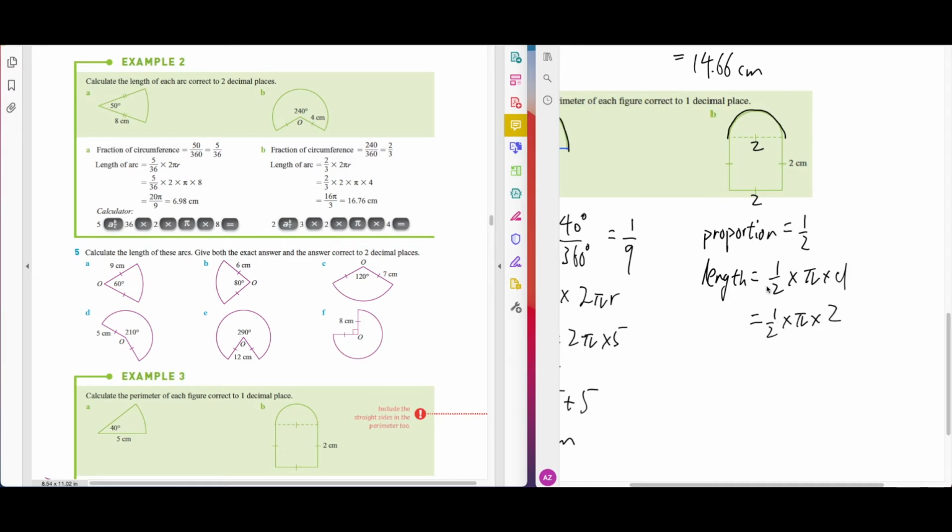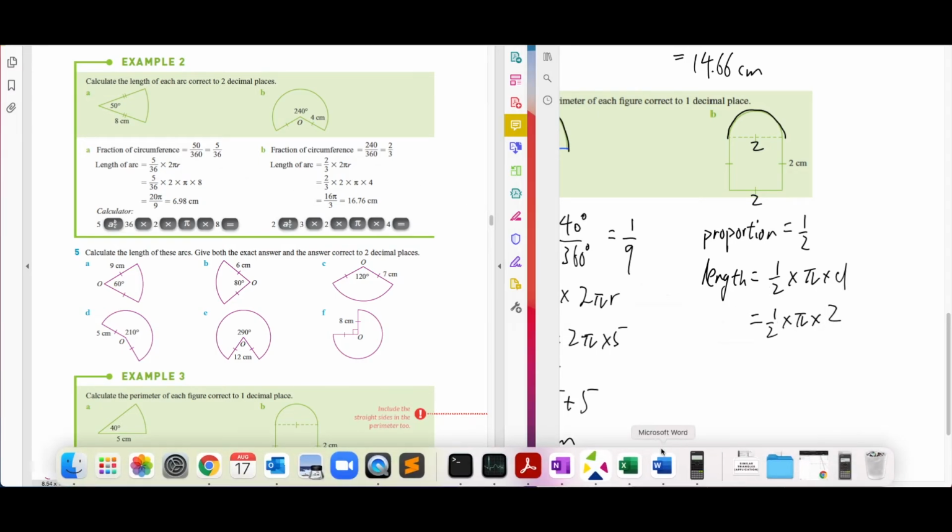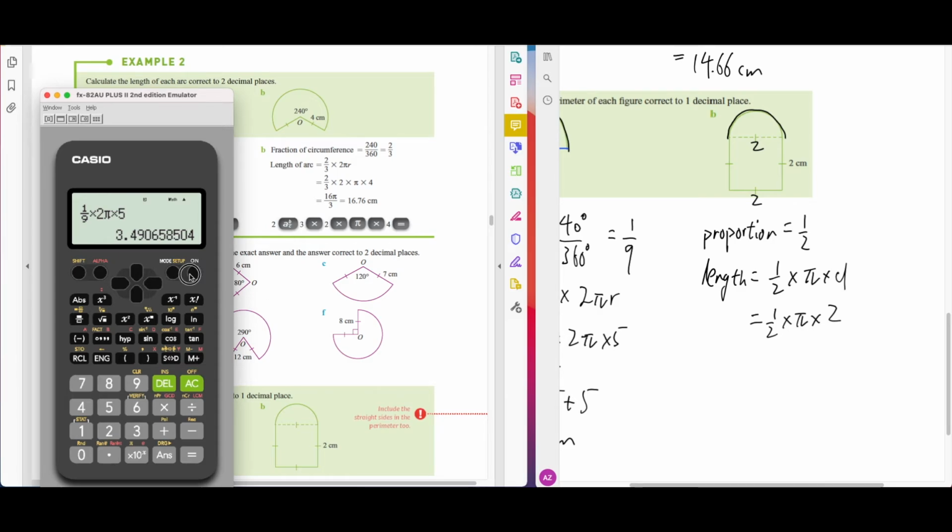And we can type this into our calculator. So you just type in half times pi times 2. And what do we get? 3.14. So because it's one decimal place, I'm just going to write it to one decimal place, which is 3.1.